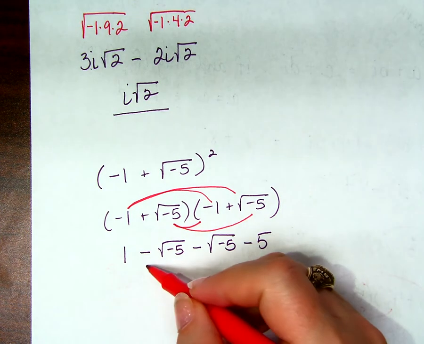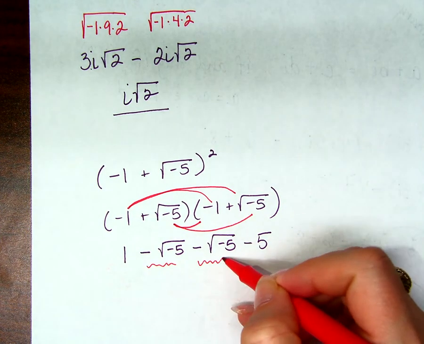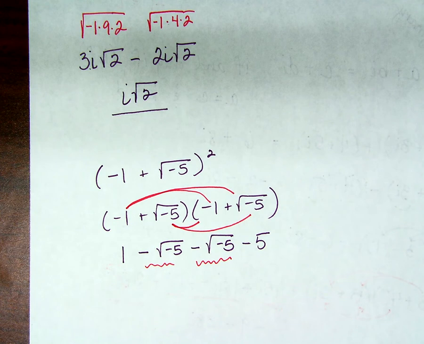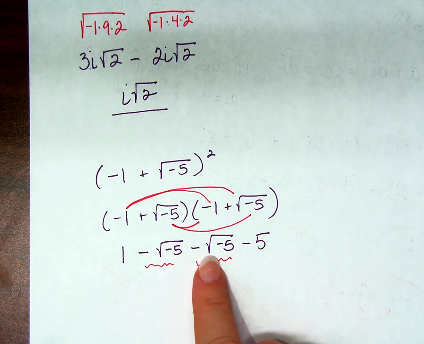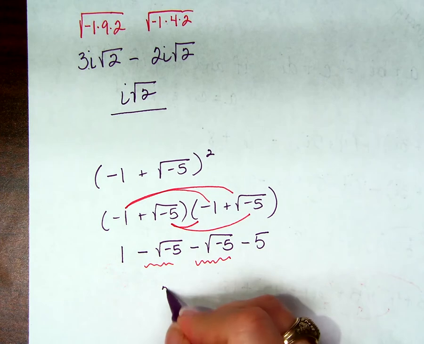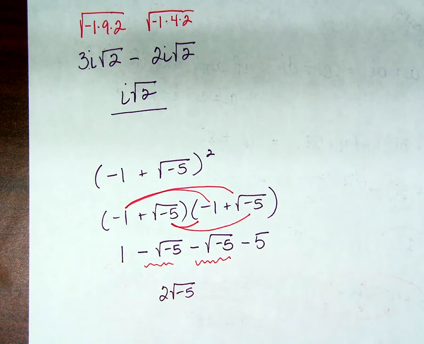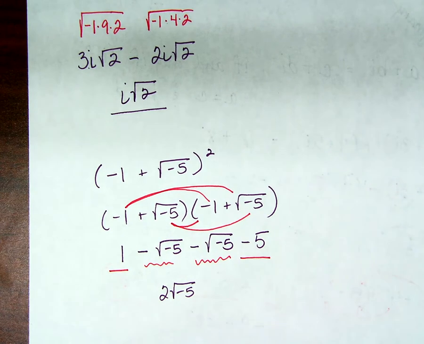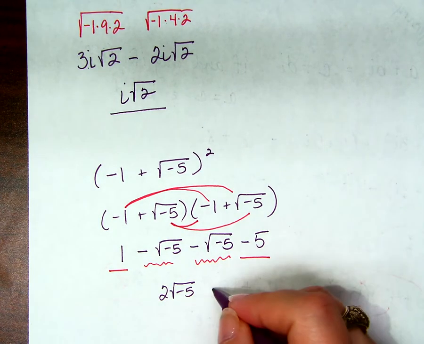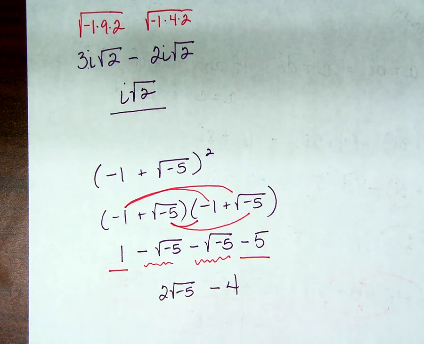So I have a negative square root of negative 5 and a negative square root of negative 5. So what does that equal? Well, how many of them are there? How many negative square roots of negative 5 do I have? I have 2, right? So I have 2 square roots of negative 5. And then I have 1 minus 5. So minus 4, right?